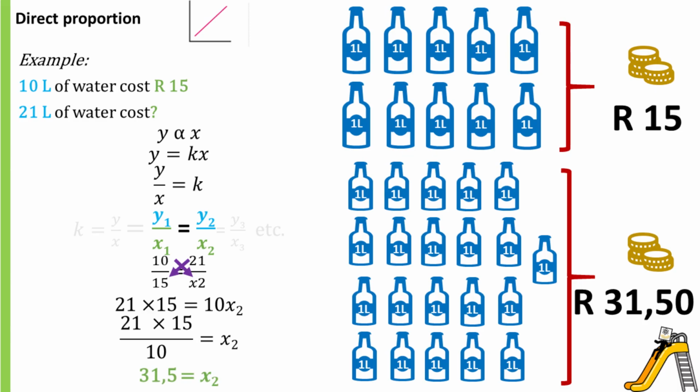And that is basically what happens with direct proportion. When we increase our liters of water, the cost of water also increases. And now let's move on to indirect proportion.